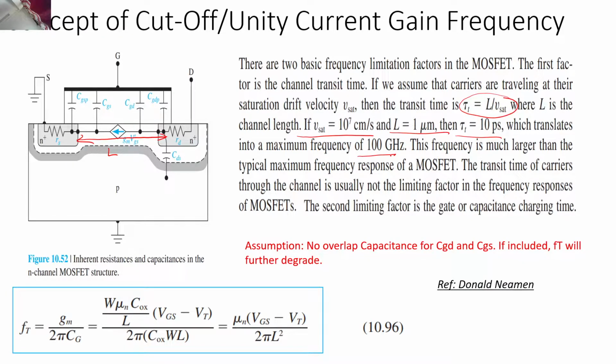Now what they have also mentioned is that apart from this, this delay will of course be there. Your MOSFET cannot operate perfectly beyond 100 gigahertz. But apart from that, you have resistances and capacitances.